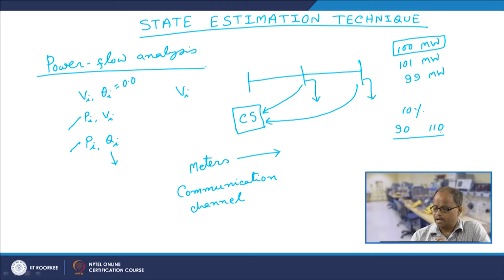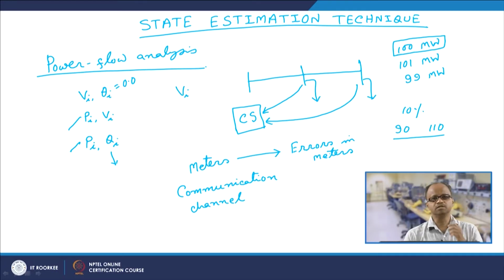So, if we calculate the load flow analysis with these erroneous values, obviously we are going to get a very erroneous estimate of the system. So, then therefore, when you are talking about the issues with meters, this issue is essentially errors in meters. So, this is the basic issue.